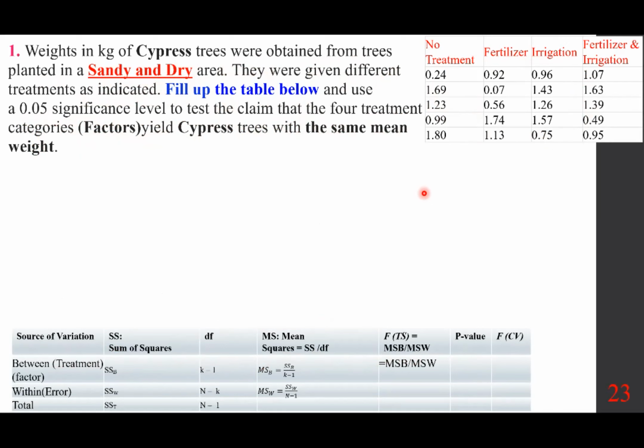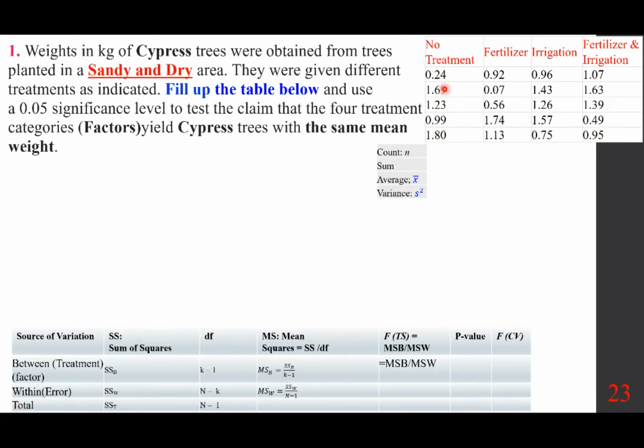So what's happening is that we have in this category no treatment. We give fertilizers here, irrigation here, and fertilizer as well as irrigation for the last one. So the very first thing we need to calculate would be the count, that means the sample size. Then there's some average and variance. So obviously 1, 2, 3, 4, 5. So the count, or n, is 5, and it happened to be the same for all of them.